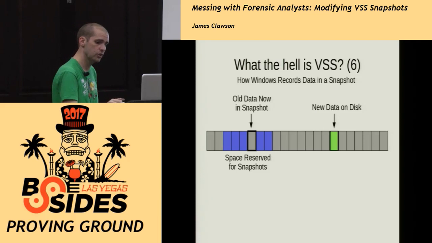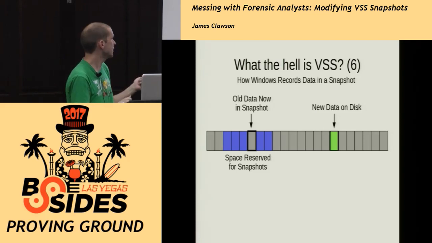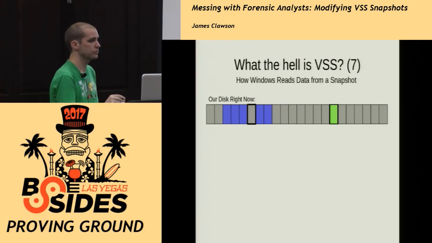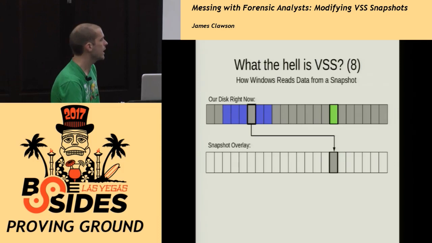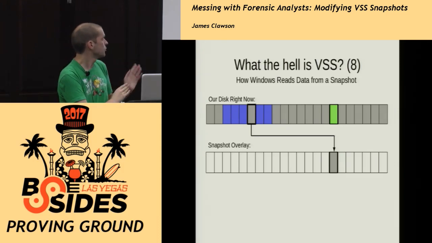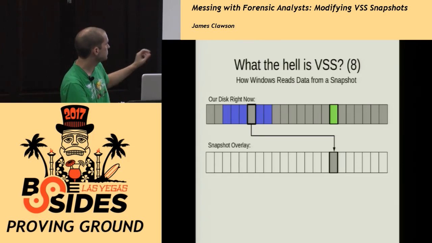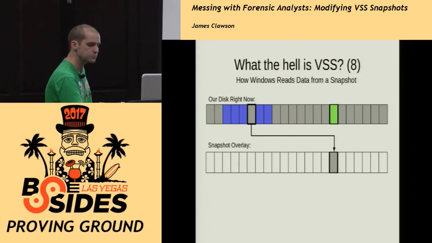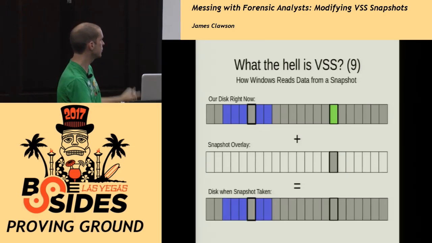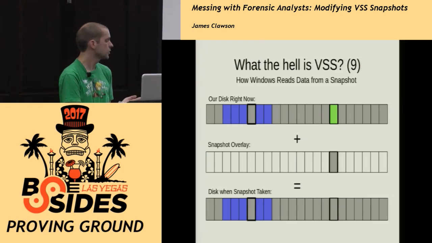This is what Windows is doing constantly in the background as you're using the OS, as you're writing to the disk. So how does Windows actually take this and go back to the snapshot? Let's take a look at this. We start with our disk, how we just finished in our last example. What we do is create an overlay of sorts from the snapshot. That gray block ends up being placed in the overlay where it used to be, which is where the green block is. When we apply this overlay on top of the current disk, we end up with a view of the disk when the snapshot itself was actually taken.